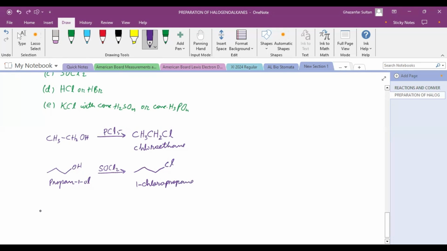And if there are OH groups on two positions and you use 2 moles of the reagent, for example PCl3, and you heat this mixture, then it produces 1,3-dichloropropane. And it was propane-1,3-diol.